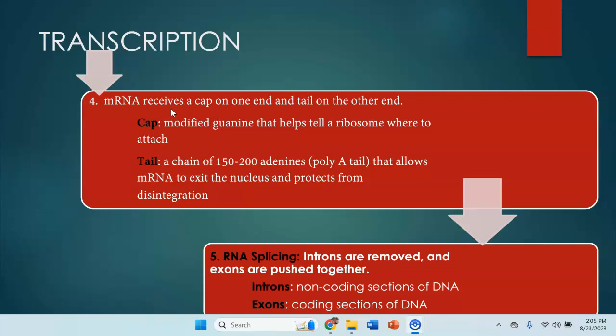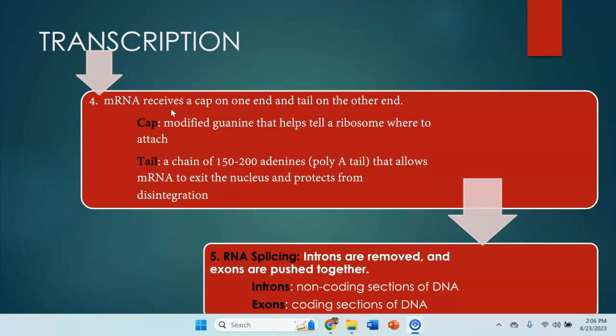And then the second thing that's going to happen is a tail is going to be put on the very end of the messenger RNA. And basically a tail is a chain of anywhere from 150 to 200 adenines, so we call it a poly-A tail. So there's just a whole huge string of A's. And this is going to allow the messenger RNA to exit the nucleus and protects it from being disintegrated or damaged as it leaves the nucleus. So we're going to put this cap on, and we're going to put this tail on.